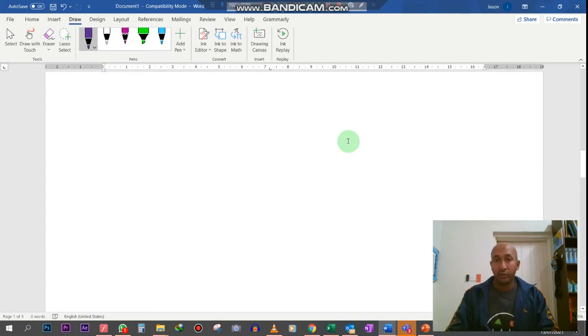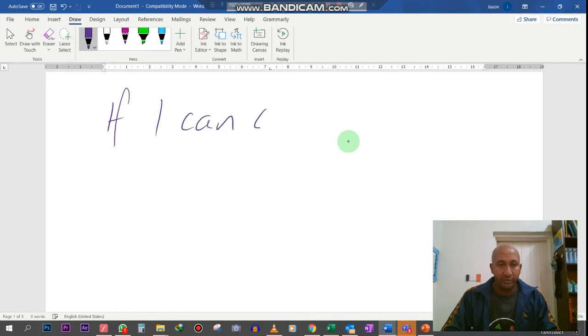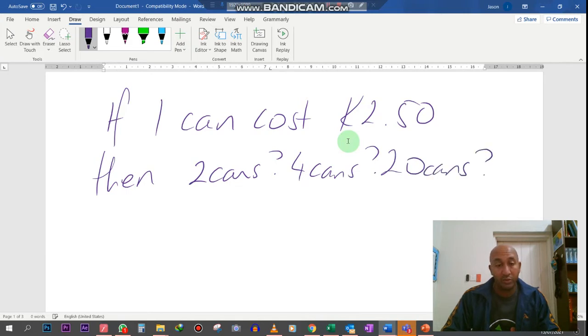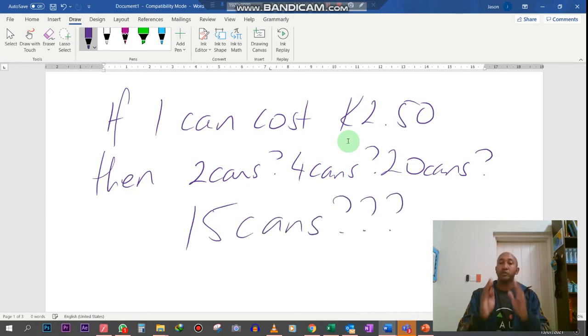So now that we have found the 1, we can find the anything. If 1 can costs 2 kwacha 50, then would it be possible to calculate what 2 cans would cost? 4 cans? Maybe 20 cans? Or even what our question has asked, 15 cans? Yes. The moment you have found the unit rate, the 1, the value of 1, you can now just use multiplication to find the anything.